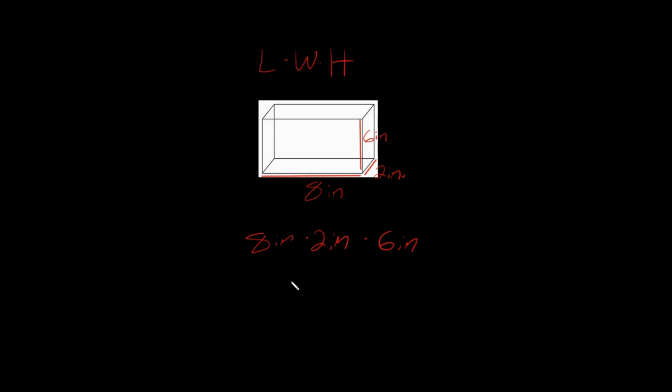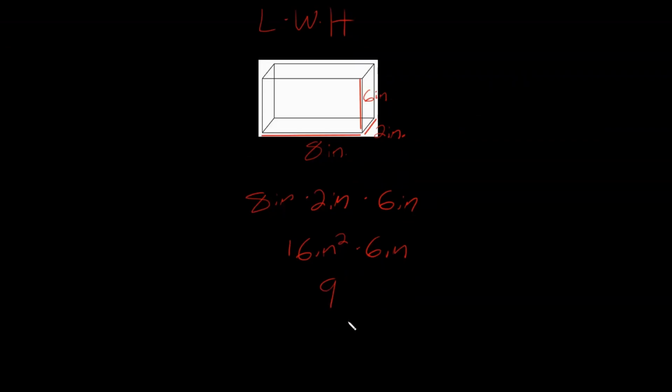So 8 times 2 is 16 inches squared, and then times 6 inches is going to be, let's see, 16 times 2 is 32, and then multiply that by 3, which would be 96. So our answer to this problem of the volume of this rectangular prism is 96 inches cubed, or 96 cubic inches.